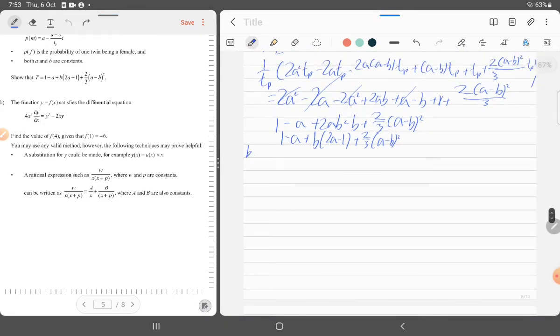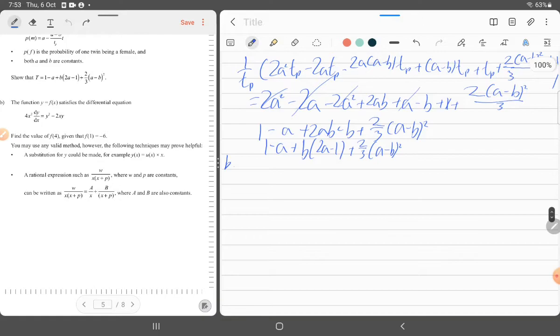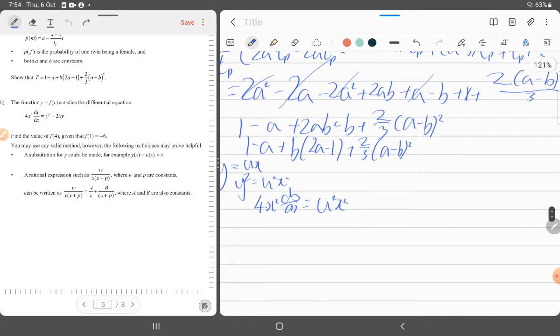So let's just make the substitution that Mr. Insu has told us to. This means y squared is equal to u squared x squared. 4x squared dy over dx is equal to u squared x squared take away 2 brackets ux times x.